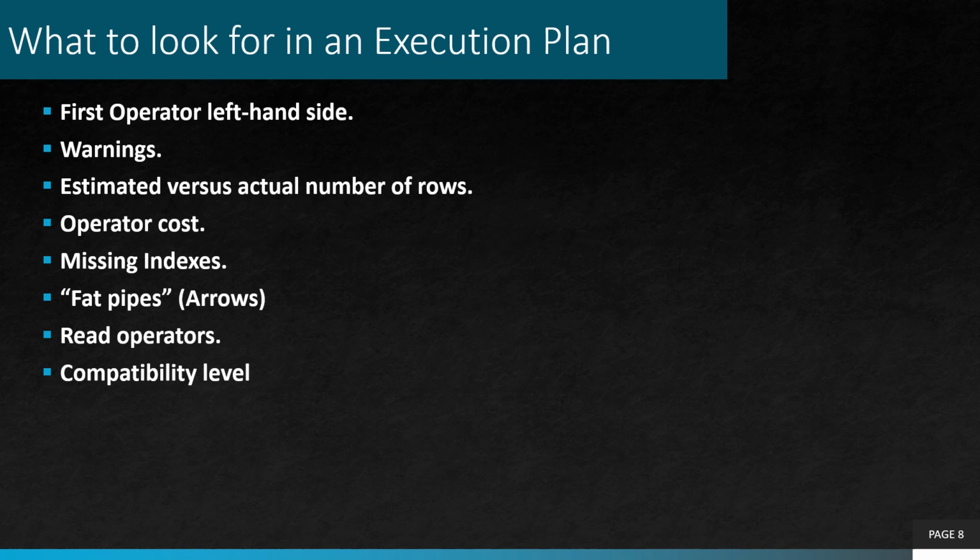Also, about the pipes, let's say the arrows, the size of the arrows means how many rows we are going to transfer to the next operator. Sometimes, of course, for business reasons, I need to read all the rows, but sometimes it's important to see why.